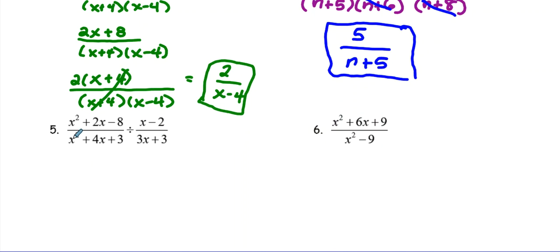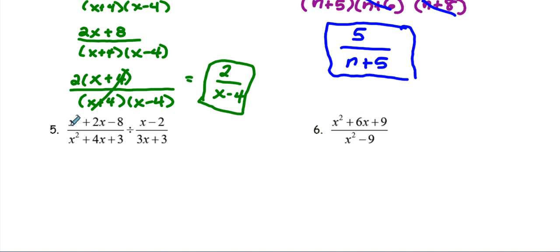Okay. Here's a division problem. A division problem can work a lot like a multiplication problem. You still don't need a common denominator. When you divide by a fraction, remember that you will flip the second fraction and then change the division to a multiplication. So let's start by factoring.